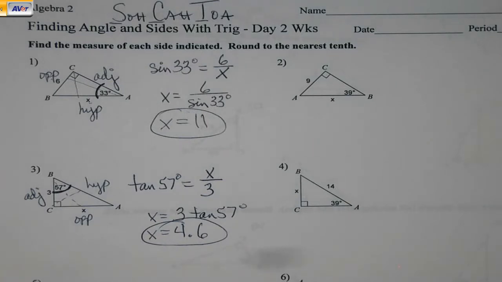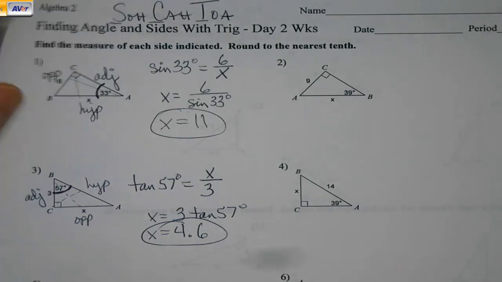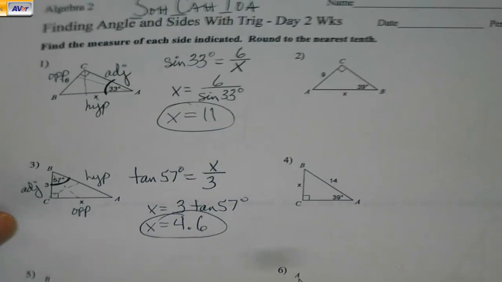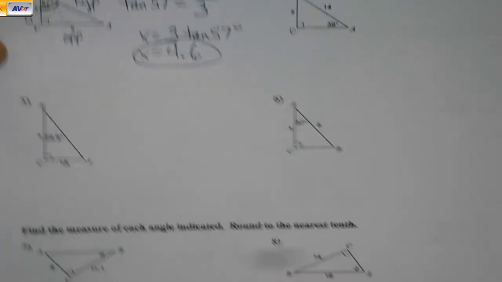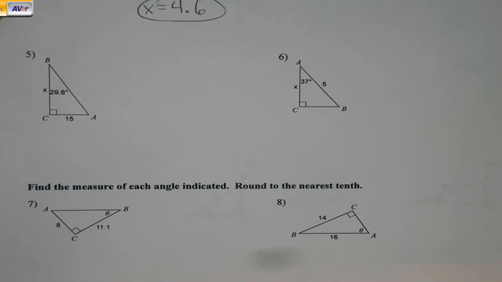Okay, so we're looking for sides. That's basically all I've got to do. Use the given two sides and my angle to make my quick ratio. Now, one slight thing will change in the next section. When we get to the next section, it says, find the measure of the angle indicated. Round to the nearest tenth.